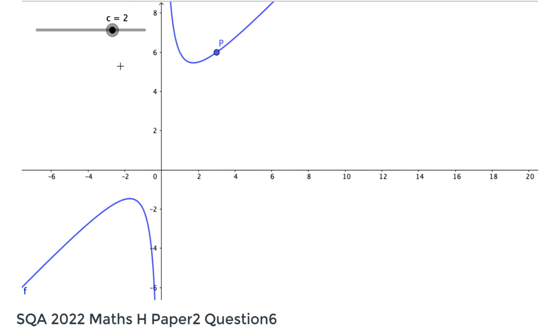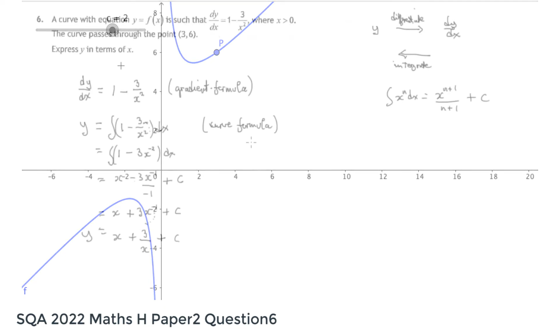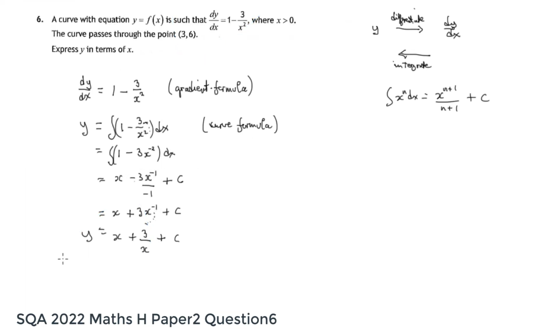So let's go back to the question and see if we can work out and prove the fact that c equals 2 for the curve to pass through the point P. So here's the curve we're looking at. However, we do know, therefore, that 3, 6 lies on this curve. Now, for that to be true, when x equals 3, y equals 6.